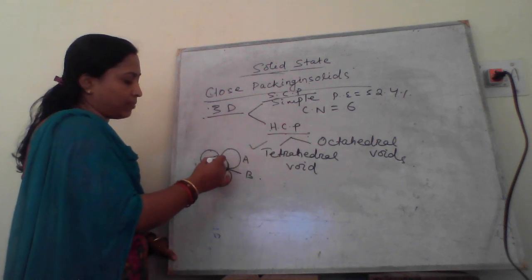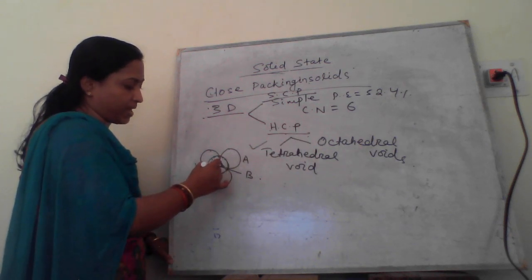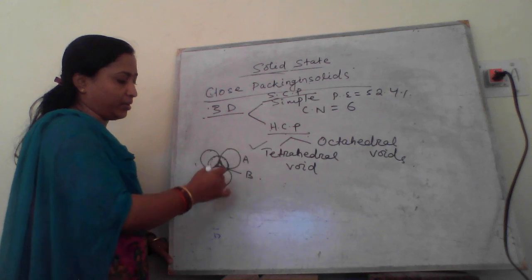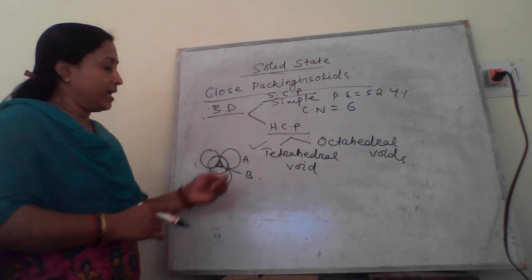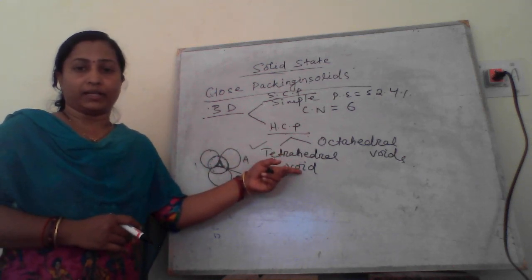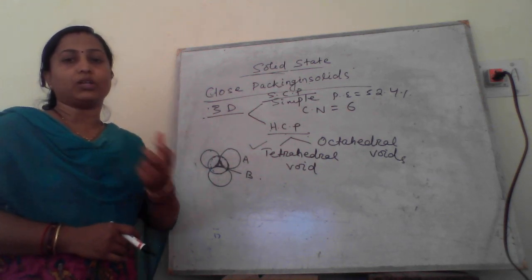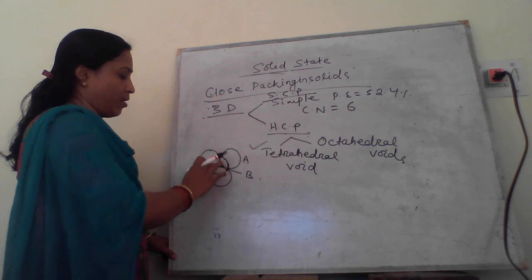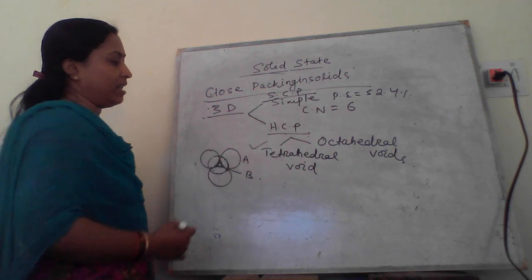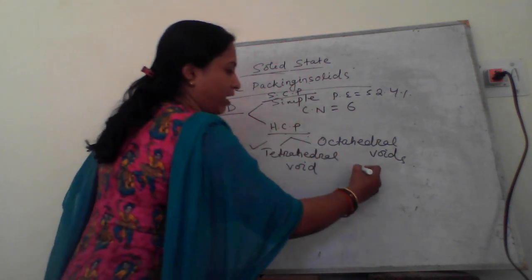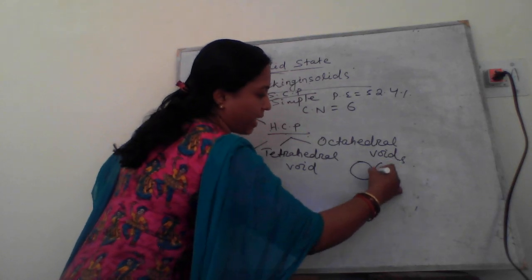So in hexagonal close packing, the empty space available in between these four spheres is known as tetrahedral void, because a regular tetrahedron shape is formed inside these four spheres. So this void is known as tetrahedral void. But octahedral void is, this is your hexagonal packing.